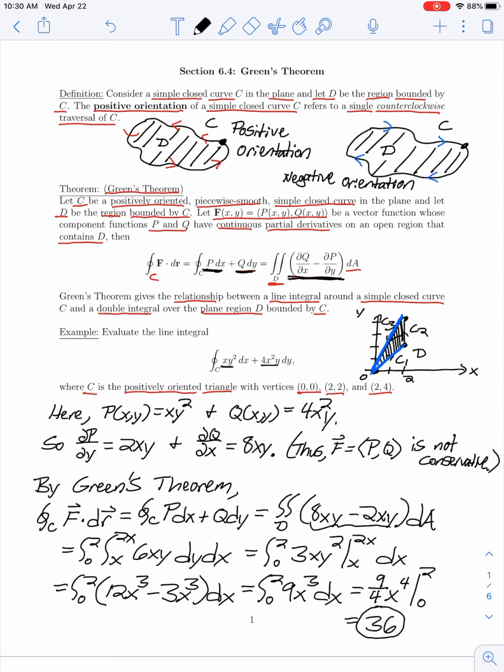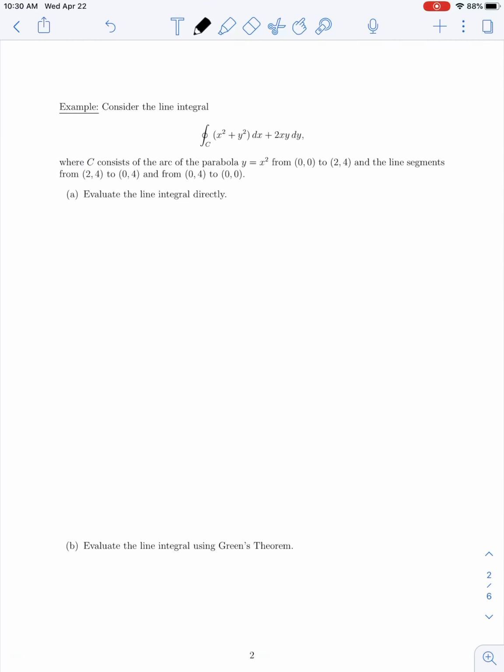So let's take a look at another example to illustrate why this theorem is so useful. In our next example here, we are asked to evaluate the line integral over the closed curve C of x squared plus y squared with respect to x, plus 2xy with respect to y. And the curve C here, we are told, consists of the arc of the parabola y equals x squared from 0, 0 to 2, 4. And then the line segments from 2, 4 to 0, 4, and from 0, 4 back to the origin.